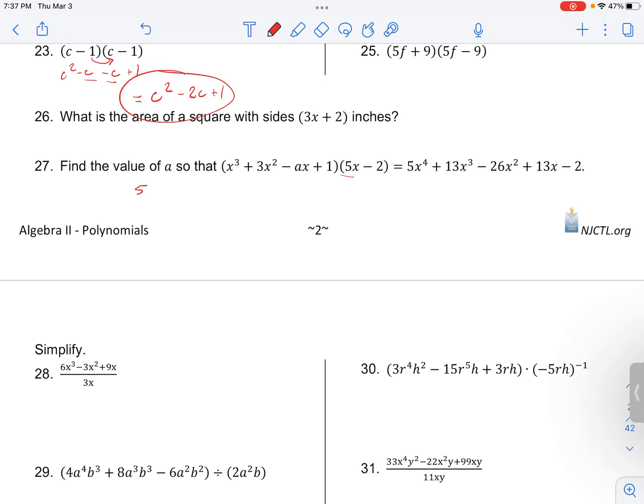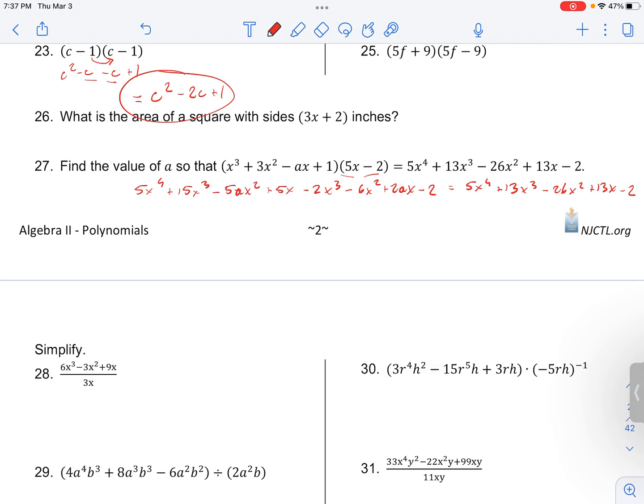So we have a 5x to the 4th plus 15x cubed minus 5a x squared plus 5x. And then for the negative 2, we'll have negative 2x cubed minus 6x squared, then plus 2ax and minus 2 equals the right hand side of the equation, so 5x to the 4th plus 13x cubed minus 26x squared plus 13x minus 2.